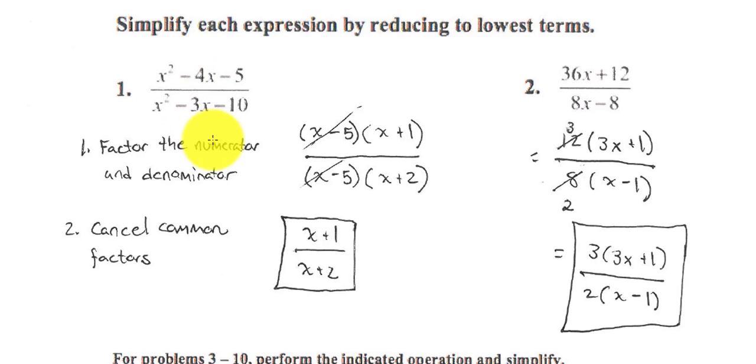For the denominator, you're going to ask yourself, what two numbers, when multiplied, result in the last term, -10, but when added, result in the middle term? So -5 times 2 is the last term, -10. -5 plus 2 is the middle term, -3. And then, once we've come up with the factors for the numerator and the denominator, we can cancel, right? So x minus 5 on the top, x minus 5 on the bottom, we're left with just x plus 1 over x plus 2, okay?